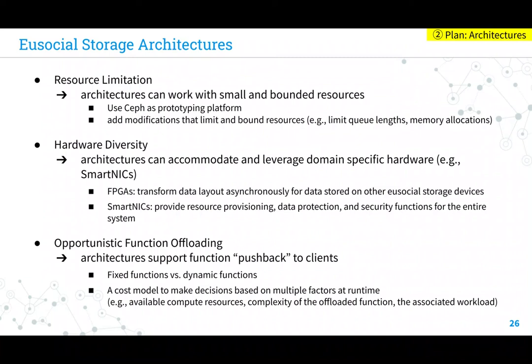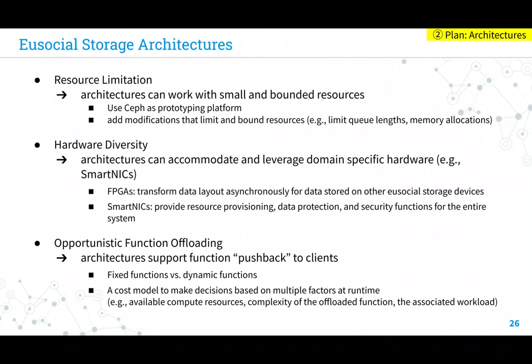We would also like our architecture to easily accommodate and leverage domain-specific hardware. For example, it could be possible to involve a small set of smart NICs in a storage cluster, and use them dedicated to some data transformation tasks for the data stored in some other storage nodes.